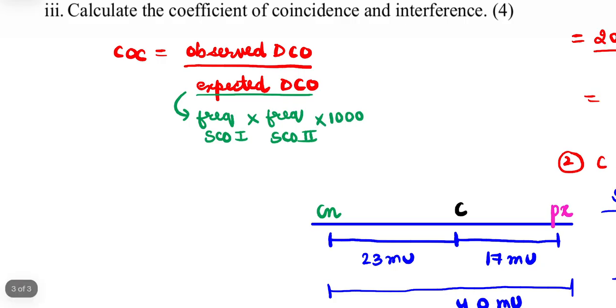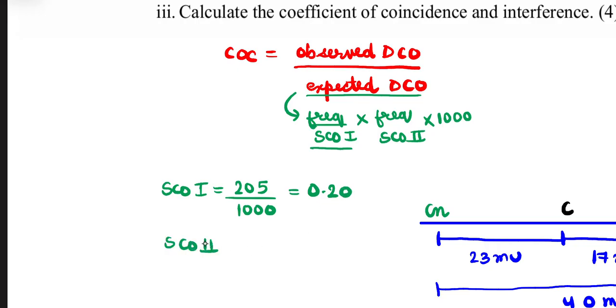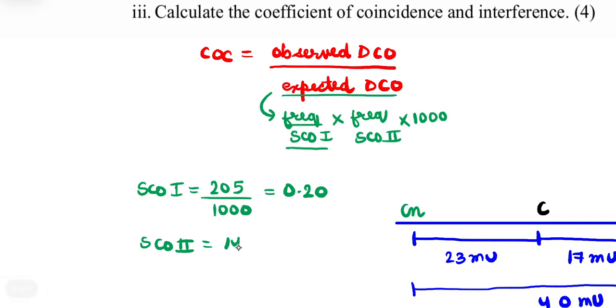Now how to find frequency? Frequency is, suppose I am talking about single crossover 1, the number of individuals of that single crossover. They were 205. So 205 upon total means how many times they are occurring. So it's approximately 0.20, right? And for single crossover 2, it's 145, right? Yes, total number of single crossover 2 is 145 upon total number of individuals 1000. So it's 0.14.